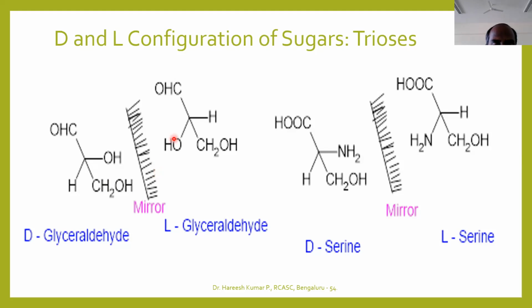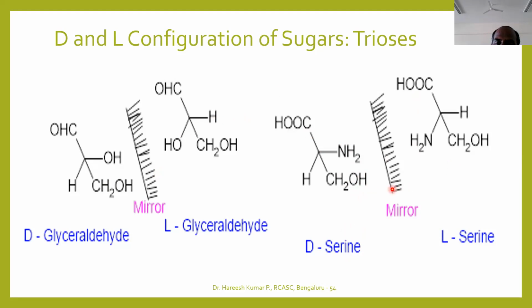Similarly, we can take amino acids. I think you know that except glycine, all amino acids are optically active. You can also assign D and L configuration to all amino acids except glycine. Why? Because glycine is optically inactive. So I am taking one more example, serine. Serine is an amino acid, a hydroxy group containing amino acid.